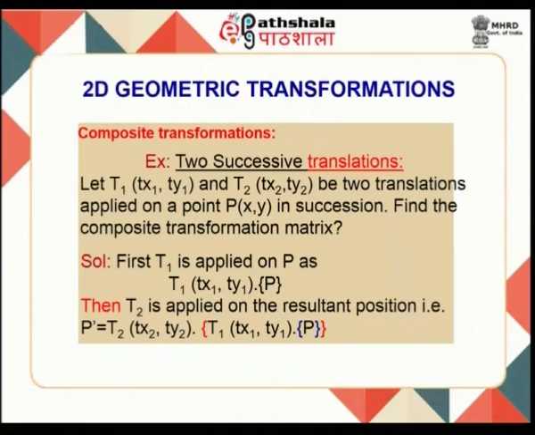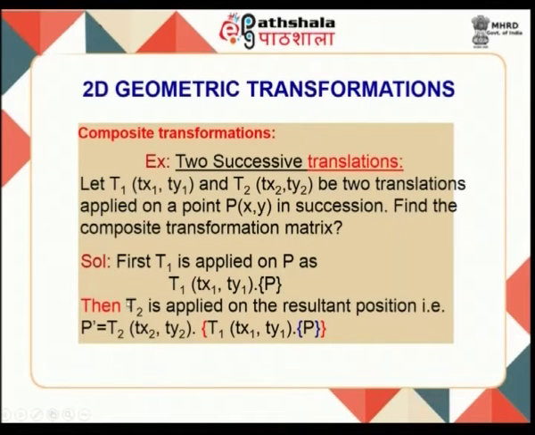For that, the solution starts with T1 applied on P, as T1 with Tx1, Ty1 multiplied with the point P. We know that in the homogeneous coordinate system, a point P is represented as x comma y comma 1. So the translation matrix T1, whose components are Tx1 and Ty1, multiplied with the point P, which is a matrix, gives another 3 by 1 matrix.